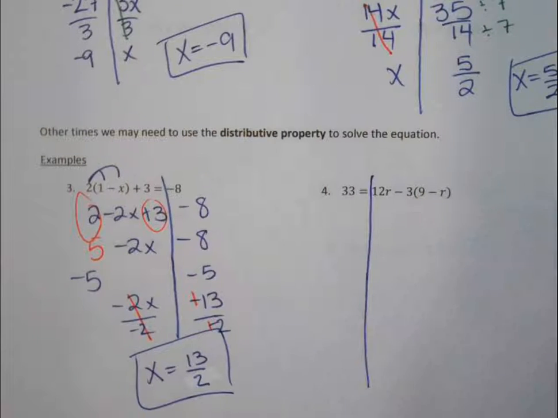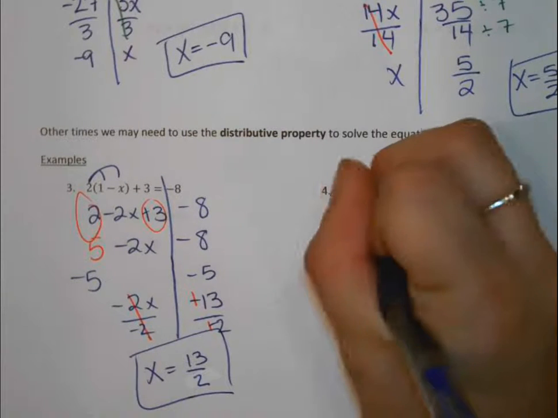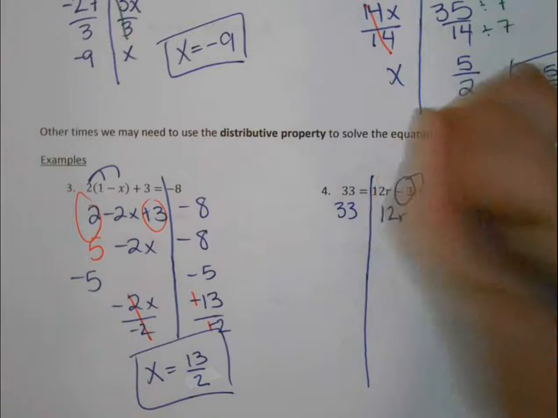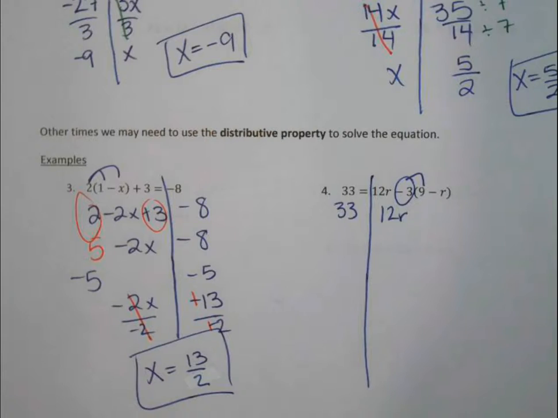Same thing on number 4. I'm going to start by drawing my line. 33 stays where it is. 12r stays where it is. I'm distributing the negative 3, and I need to remember that the sign goes with the number.